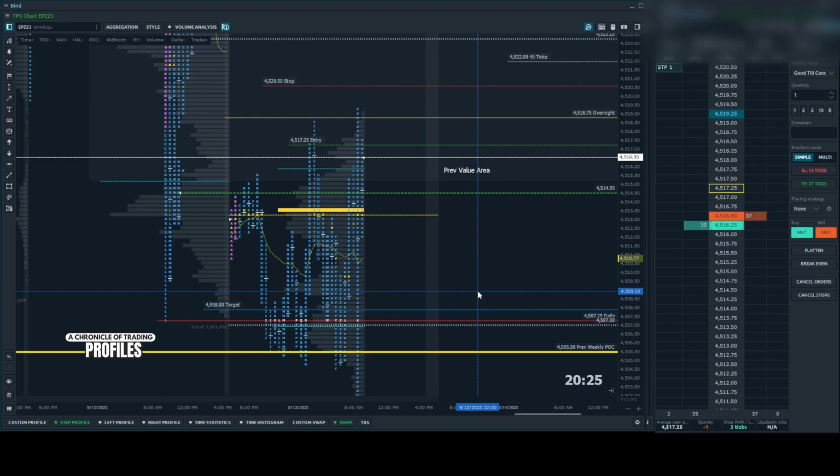I didn't edit this part of the video out so you can watch the price action. You can see how it's trying to move higher, but it's not making any progress.